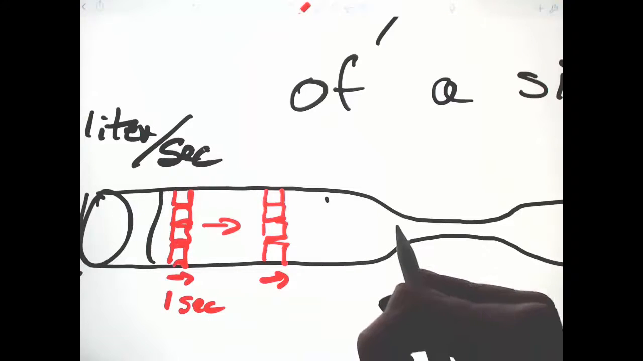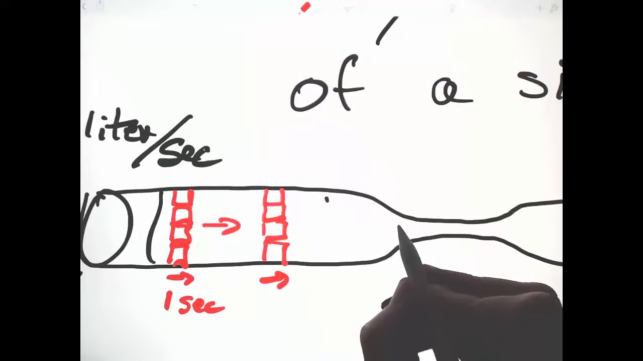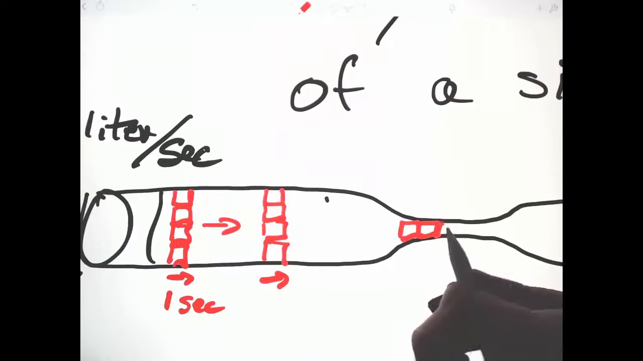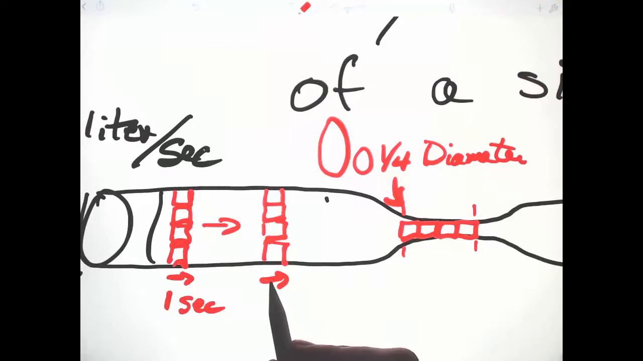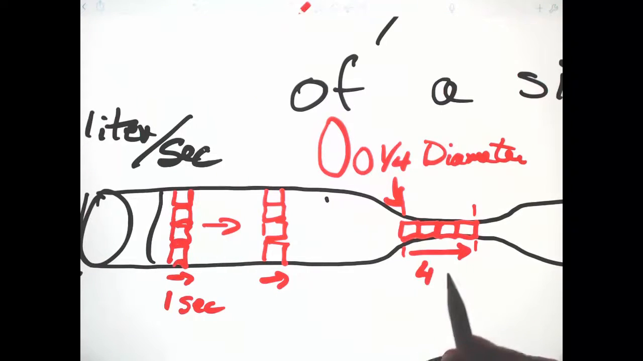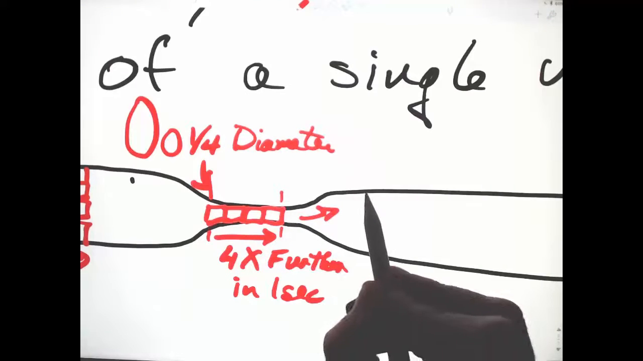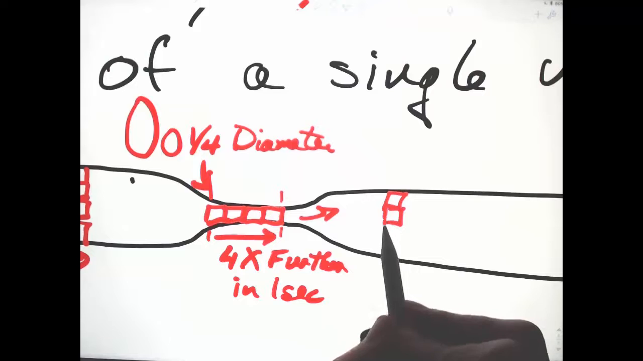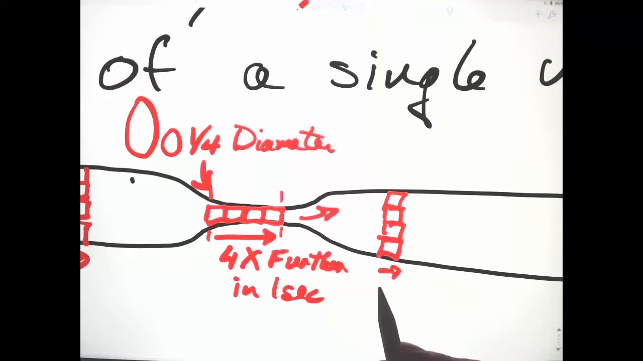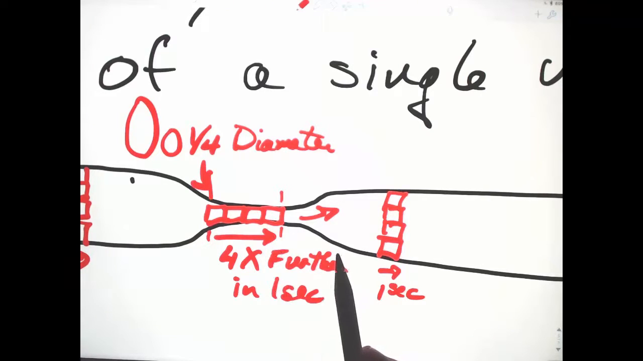When they get to the constriction, they cannot all go through side by side. The only way to get through is to line up. Instead of moving this distance in 1 second, now they have to move 4 times the distance. As these come out, they now can fit, and so now they go more slowly, this distance in 1 second. So if they're moving this distance in 1 second here, they have to be moving 4 times faster when they go through the narrower constriction.